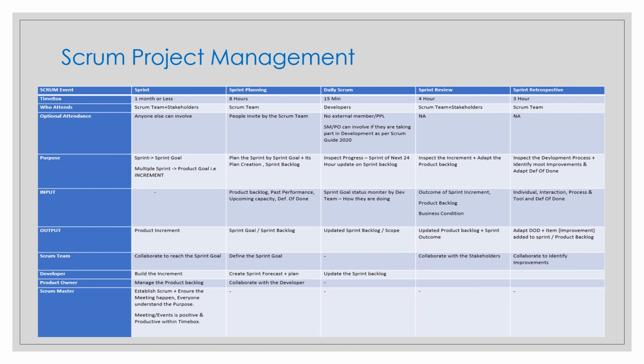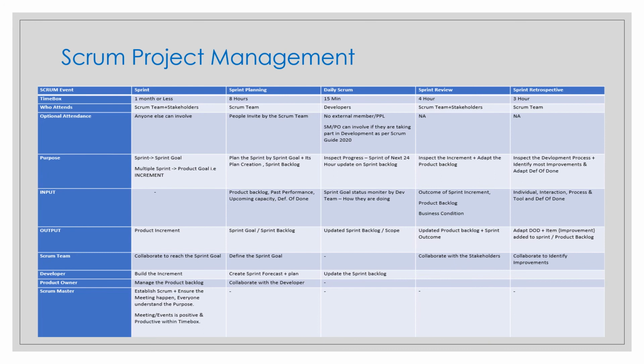What inputs and outputs do we have for these events? The input for sprint planning is your past performance, right? Your product backlog, from where they will pull the items, your past performance, upcoming capacity, and the definition of done. These three things we have already seen in the previous sprint, right? And your product backlog. Now in daily Scrum, the sprint goal status is monitored by the developers. So what is the input there? The input is the sprint goal, because they will monitor the progress, that status, how they are doing.